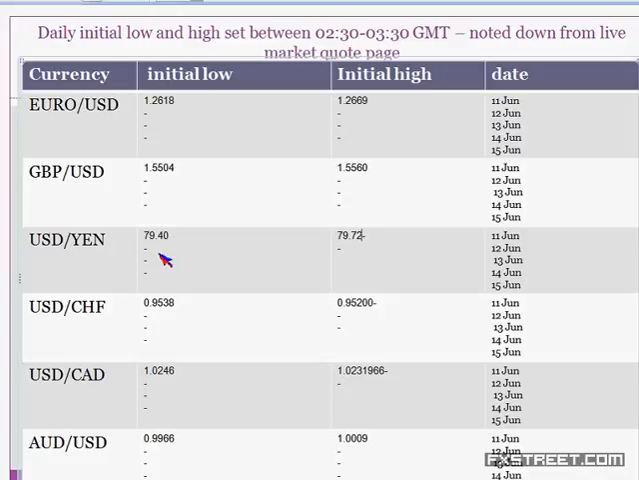USD yen, the low was 79.40. The high is 79.72. Currently the market is trading around 79.63, 64. The low and the high are not breached, but 17 pips positive net change is shown. So when euro and GBP are gaining, USD yen is supposed to make a downward move in order to make the USD weakening move. Instead, it is showing a contrarian move of USD gaining.